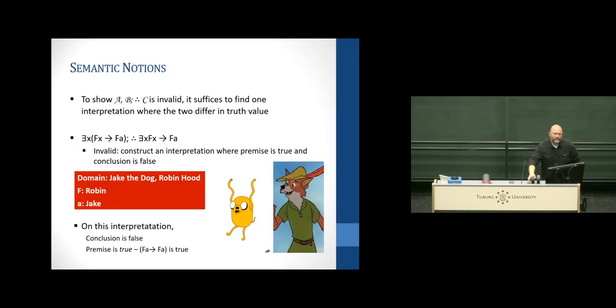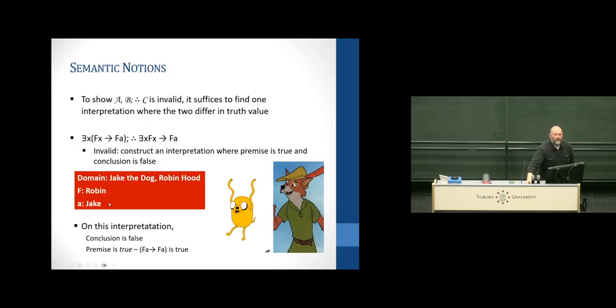So, here's an easy one. We've got this claim right here. There's something that makes the sentence in there true. And then our conclusion is, if there's an F, then FA. We're going to construct an interpretation to show that this argument is invalid. My interpretation. Domain is Jake and Robin again. The extension of predicate F is going to be Robin. And A is going to be Jake.